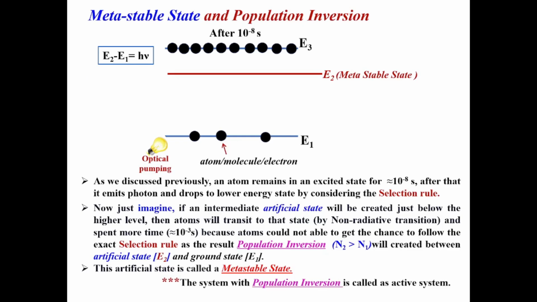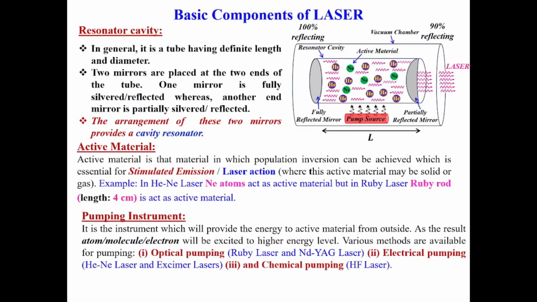Okay. In this class, we are going to discuss basic components of laser. Very often this question is asked for 3 to 4 marks in your exam. This much note is enough for 3 to 4 marks. The basic components of laser are resonator cavity, active material, and pumping instrument. So what is the resonator cavity?